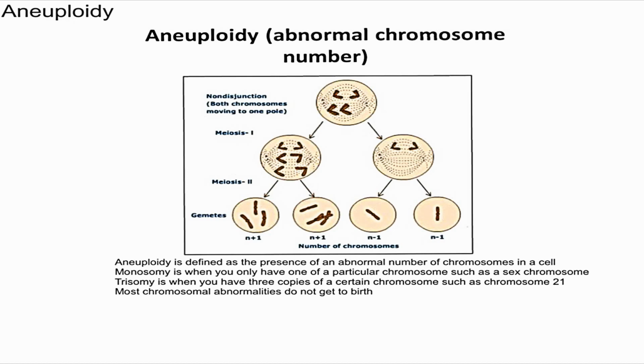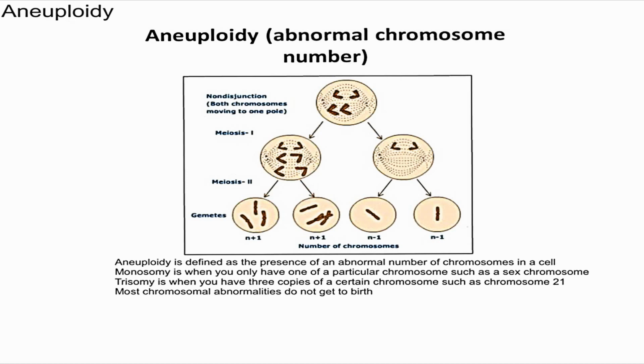And so one last thing I want to mention before I end this video is that you're probably pretty familiar with Down syndrome. And you've probably heard of it before. And so Down syndrome, as previously stated, is trisomy 21. And so it's the most common trisomy in live births.